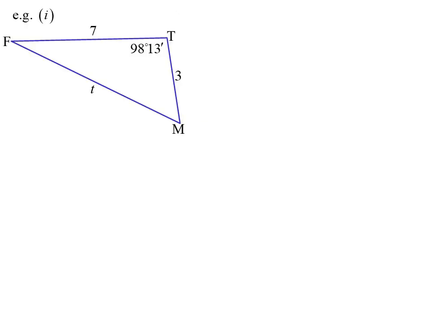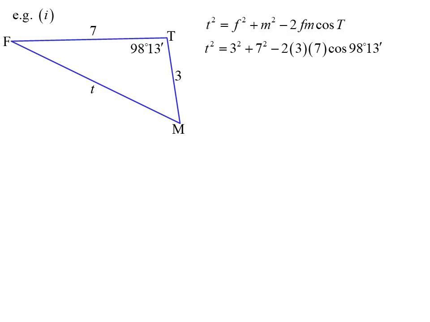Do some quick examples. So we want to find t squared in this case is f squared plus m squared minus 2fm cos t. Substitute in. Now this is the one where you've got to be careful. It's really easy to make a quick silly mistake, because remember that's t squared. So remember to find the square root of the number to get the actual length. In this case I've done it to the nearest whole number.